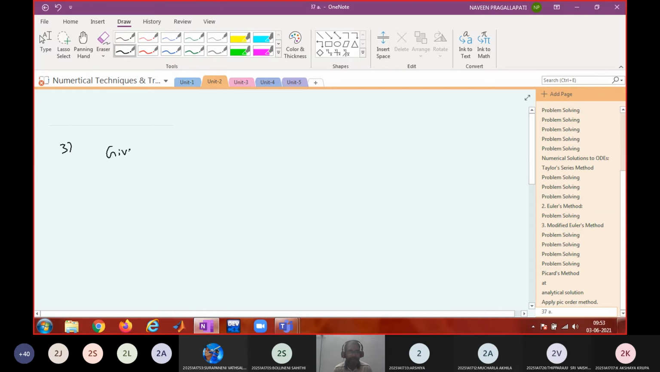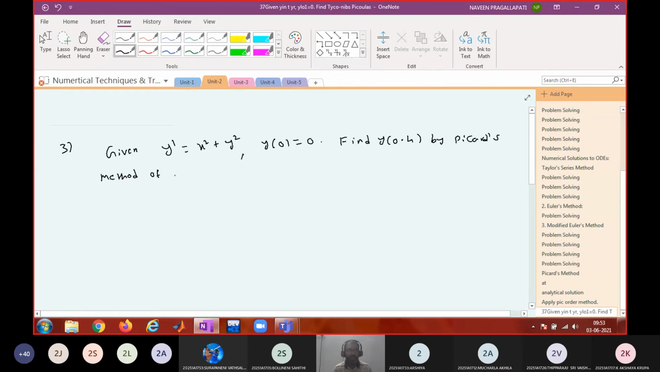Given that y dash is equal to x square plus y square, with y of 0 equal to 0. Find y of 0.4 by Picard's method of successive approximations.